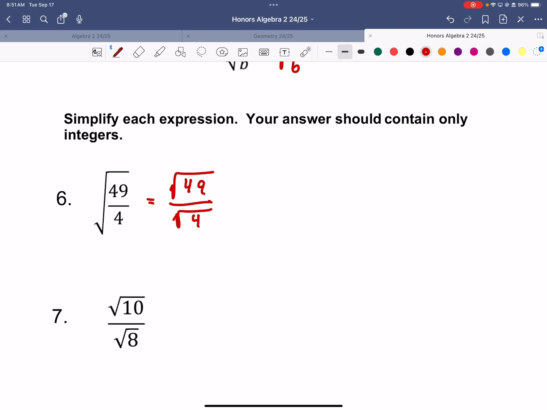We're just going to rewrite this as the square root of 49 over 4. And then we're going to calculate what the square root of 49 is. Well, the square root of 49 is 7. The square root of 4 is 2. So the square root of 49 over 4 is the same exact thing as 7/2. Square root of 49 is just 7. Square root of 4 is 2.